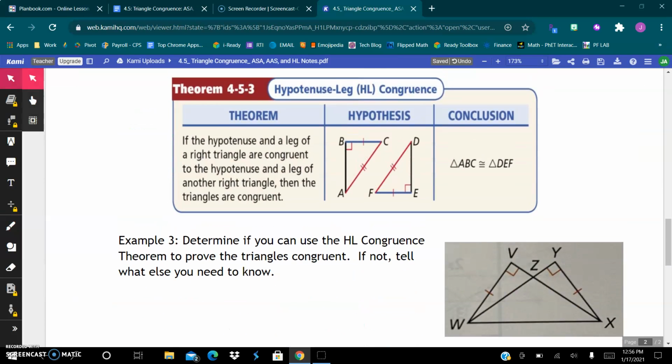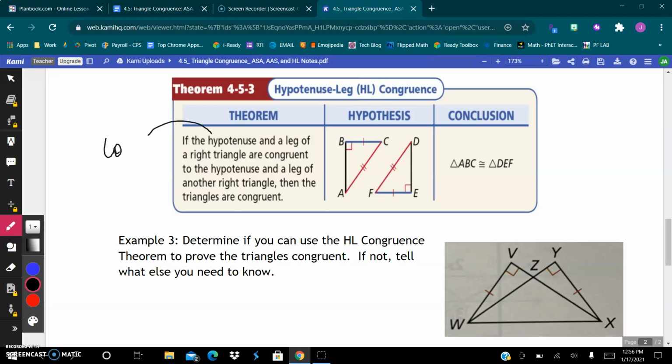And then lastly, we have what's called the hypotenuse-leg congruence theorem. That says if the hypotenuse and a leg of a right triangle are congruent to the hypotenuse and a leg of another right triangle, then the triangles are congruent. In our diagram here, remember the hypotenuse is the longest side, and a leg is one of the shorter sides. The hypotenuse is labeled with 2 tick marks, and the leg is labeled with 1 tick mark. So that proves that those triangles are congruent.